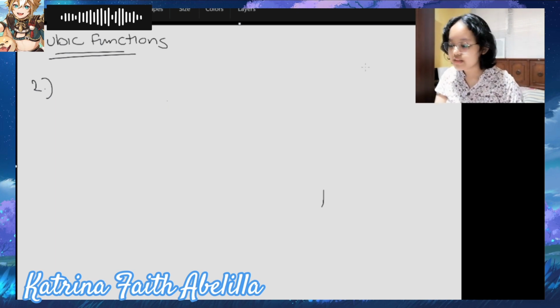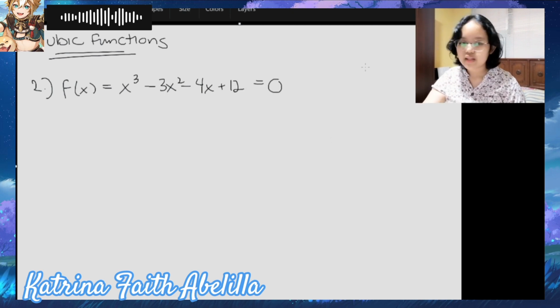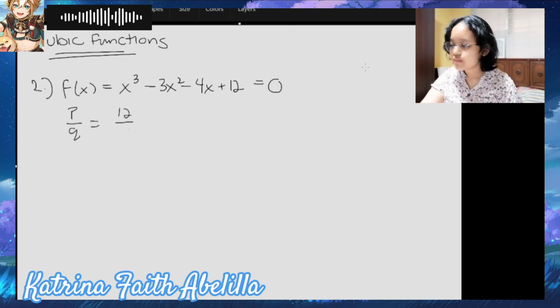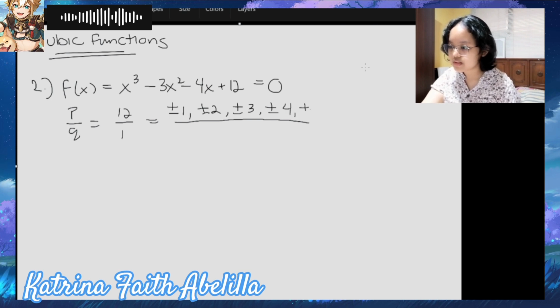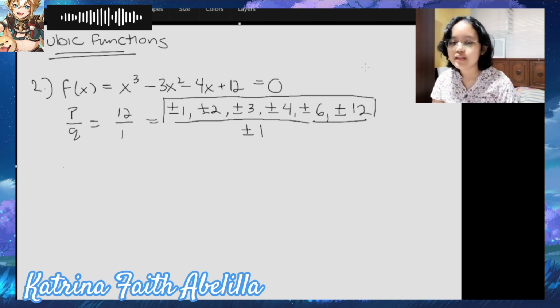For the second example, f of x is equal to x cubed minus 3x squared minus 4x plus 12 equals 0. Now let's again do the rational root theorem, which is p over q. P being our constant term, q being the leading coefficient, which is 1. Now we write the factors: positive negative 1, positive negative 2, positive negative 3, positive negative 4, positive negative 6, and lastly positive negative 12. And the factors of 1, which is positive negative 1. Since the denominator is again positive negative 1, these are our possible zeros. Now let's proceed to synthetic division.